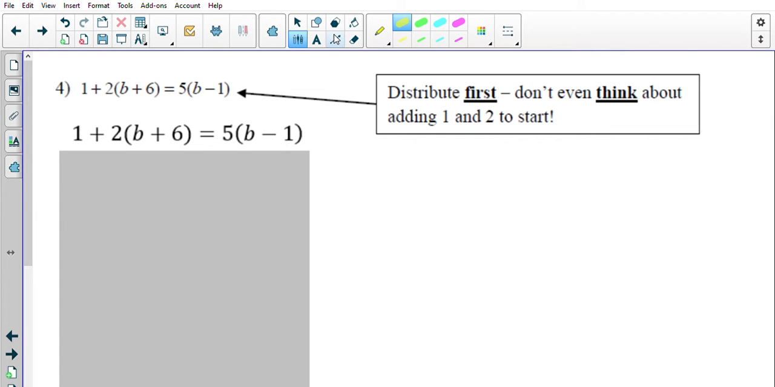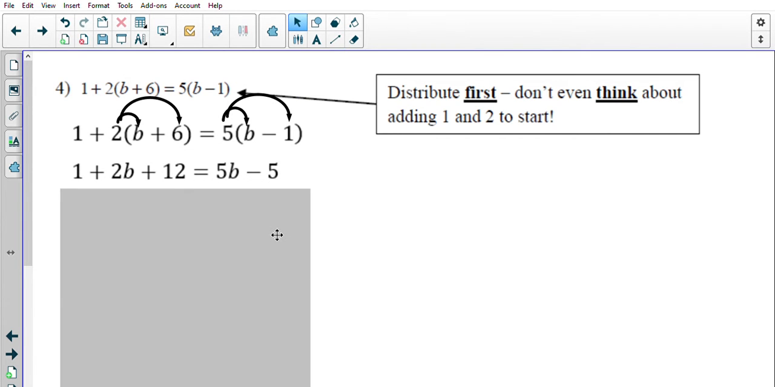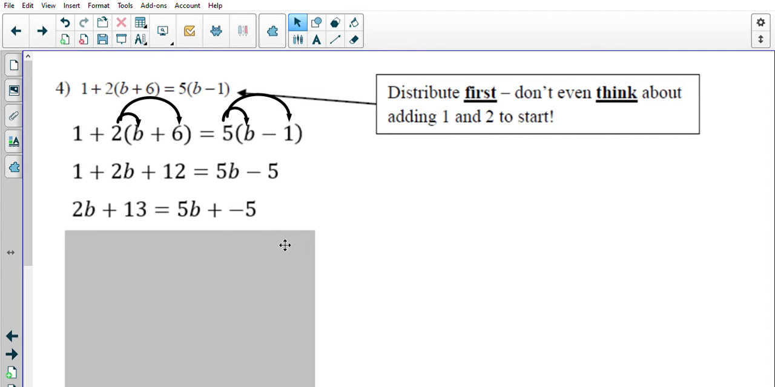I'm going to go ahead and put my little loopy loops in here. So we're going to take 2 times b and 2 times 6. We're also going to have 5 times b and 5 times 1, or negative 1 if you choose to add the opposite right off the bat. So I've got 1 plus 2b from 2 times b plus 12, which is 2 times 6, equals 5b minus 5.